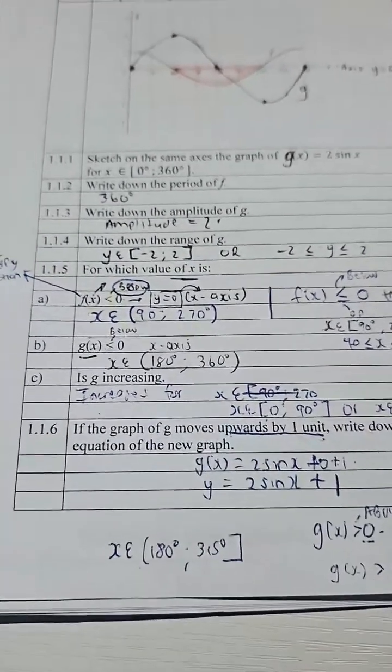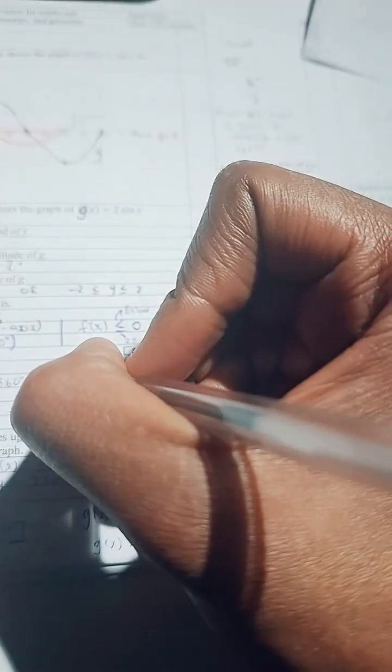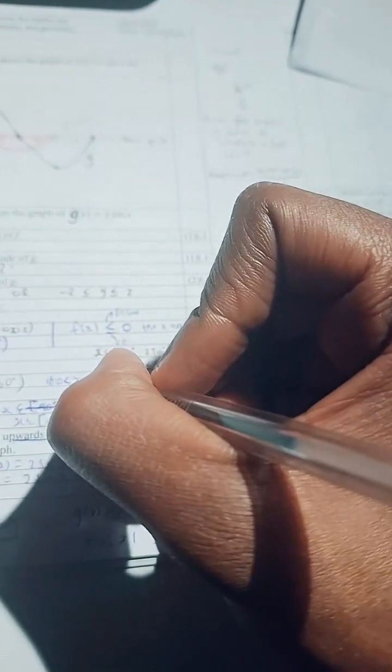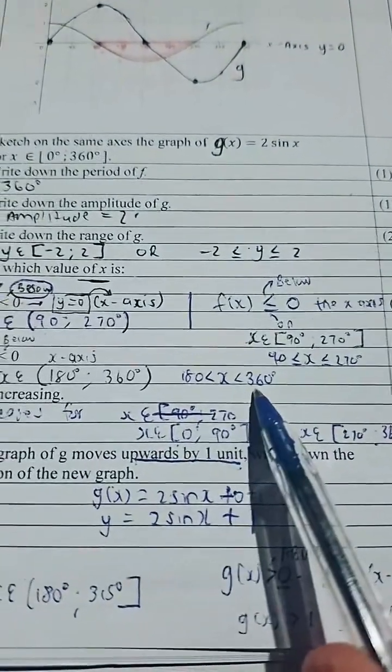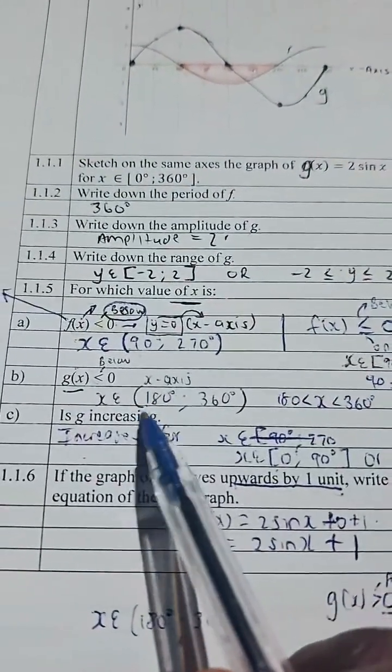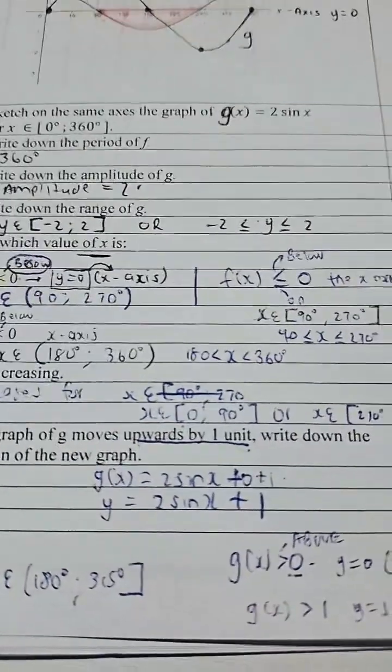You could write your answer in inequality form as well, right? You can say x is greater than 180, but less than 360. You could write your answer in this way as well. That's fine. And remember, because we are not including our endpoints, we write it in inequality form.